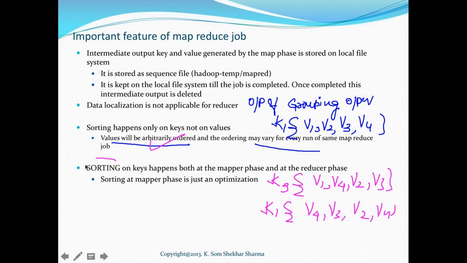And remember, sorting on keys happens both at the mapper and the reducer phase. Just now we have seen that sorting at the mapper phase is just an optimization technique, because when the reducer receives the sorted output, the sorting will be much faster.